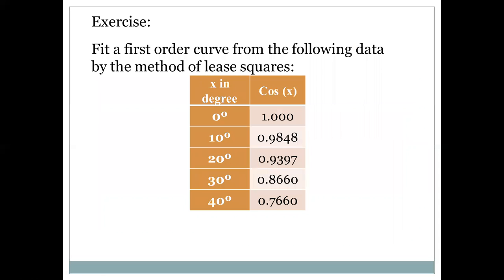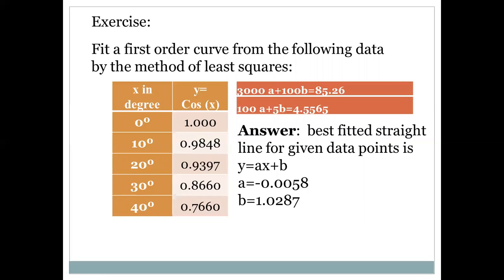Now, one exercise for you. The exercise is to fit a first order curve for the following data. Here x is given in degrees: 0, 10, 20, 30, 40, and cos x is given. Here cos x is nothing but y. So y is a function of x. So we have to fit a straight line curve or a linear equation between cos x and x.